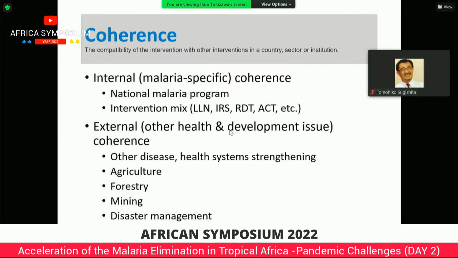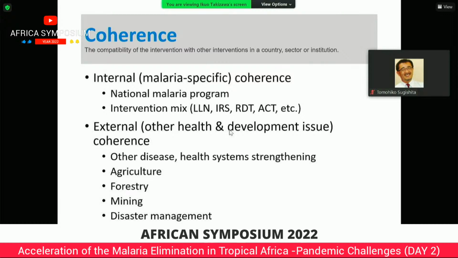But also, we have to consider external coherence, like the coherence with other health issues or other health challenges or programs, or even other development issues, like how malaria control can be nested in a broader program of health system strengthening toward universal health coverage, for example.